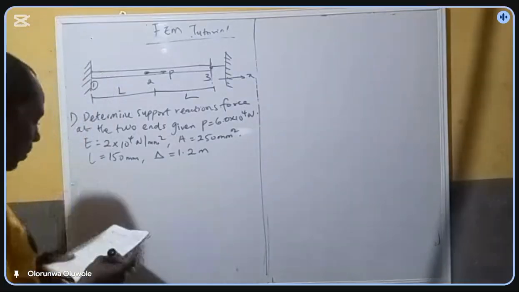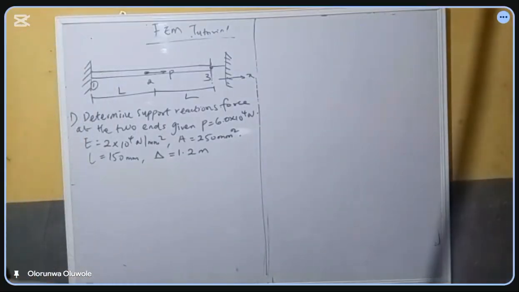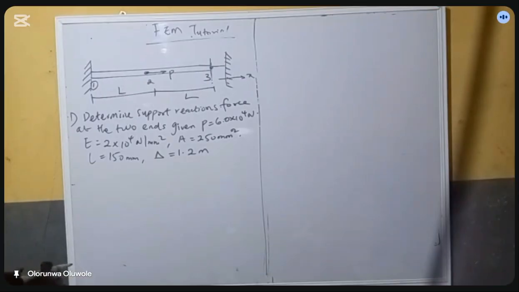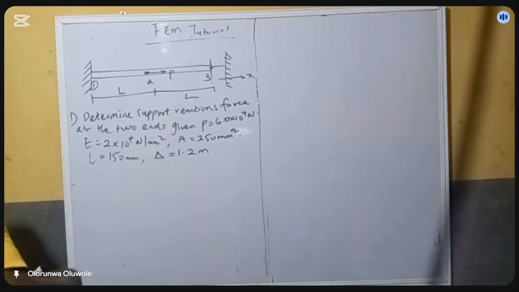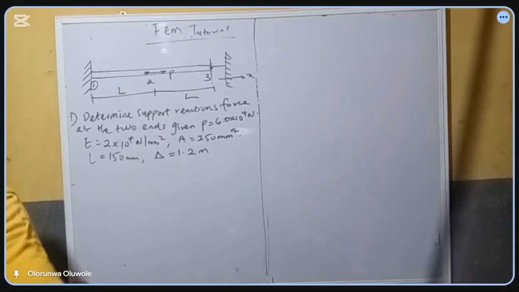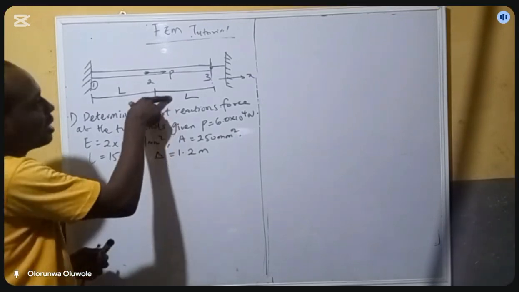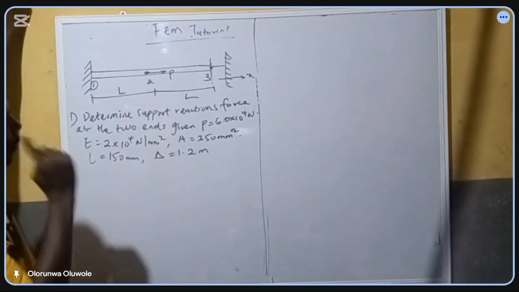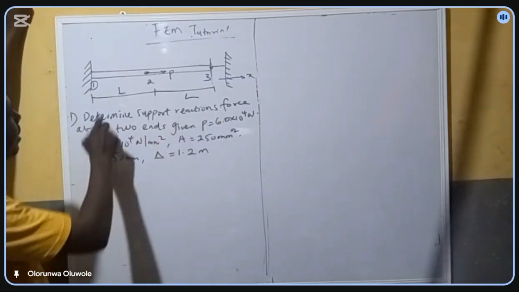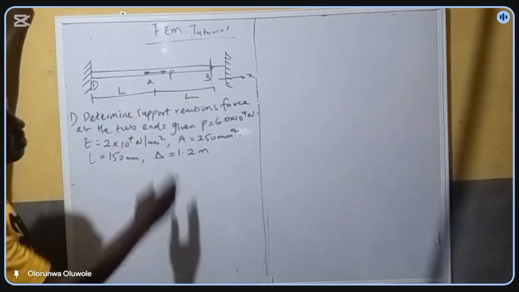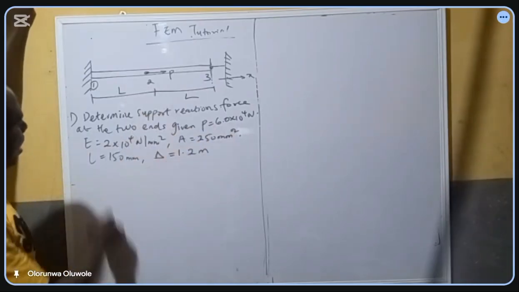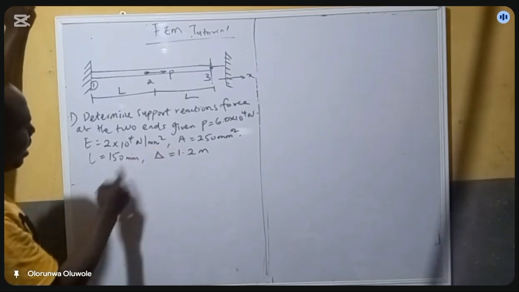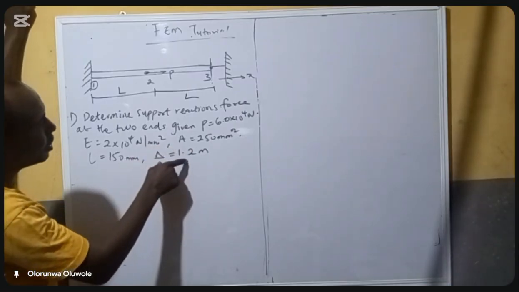Okay, let's continue. Look at the bar given here. The bar that's given here, we want to find the support reaction at the two ends, that is our F1 and F2. Given that our P is this, our E, our A, our F, our K.